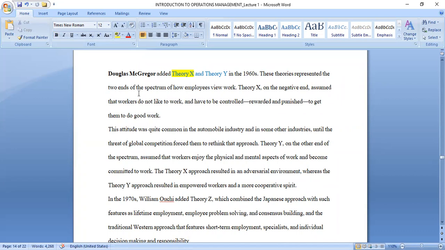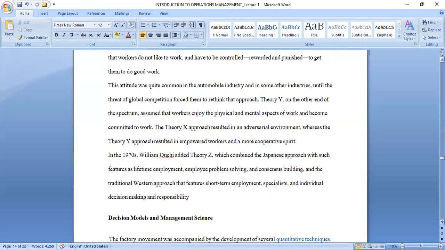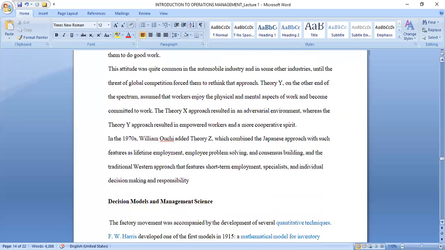Have we got that? So Douglas McGregor explains that in theory X, workers are lazy, they don't want to work, and in order to make them do good work, they should be punished, rewarded, coerced, or controlled. That is theory X. And in theory Y, he talks about the opposite. On the contrary, in theory Y, workers want to work, and they use their physical and mental abilities to become committed to work. Are we together? All right.